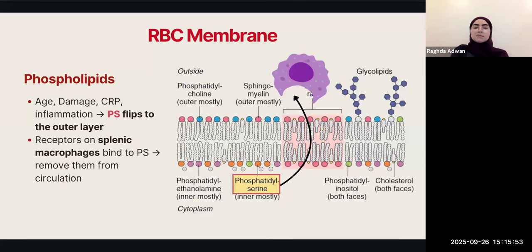I'm going to go and eat this red blood cell and take it out of the circulation, basically destroying the red blood cell. So this could be a normal part of the aging red blood cell. It has reached 120 days. Khalas, it's time to die. And it dies by phosphatidylserine going to the outside, or because of damage to the red blood cell or inflammation, it's a response. So it's going to flip outside as a response to any damage to the red blood cell and therefore die prematurely.